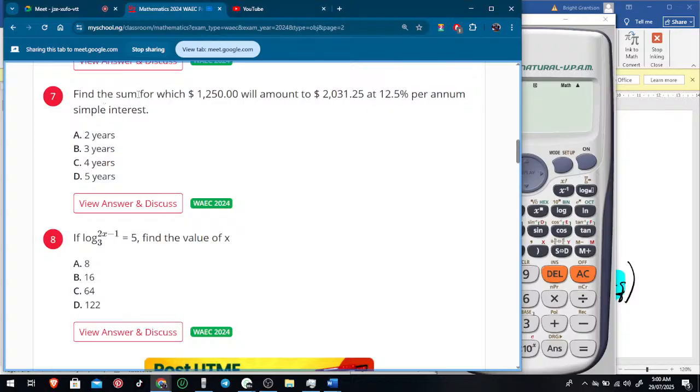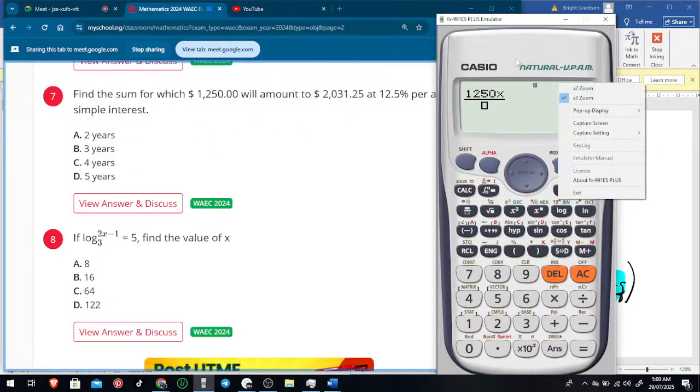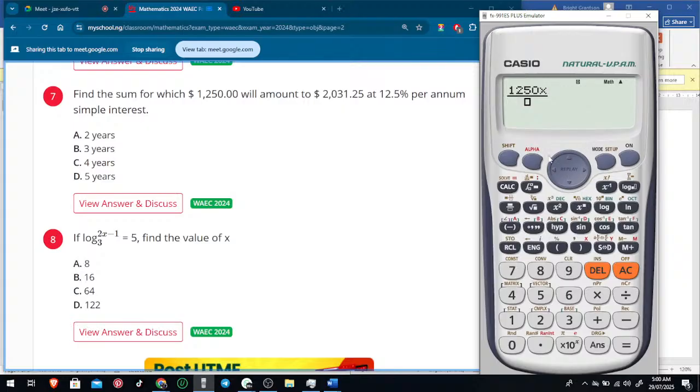It's not the sum, it's rather the time. It should be the time because all the answers are in time. Exactly. Yes, sir. So find the time for which this amounts. So that's the principal times rate 12.5 over 100 times time. The time is what we don't know, so we replace that with x.